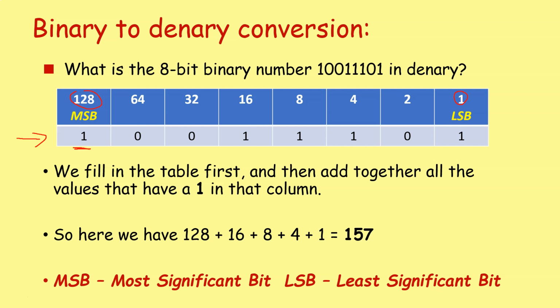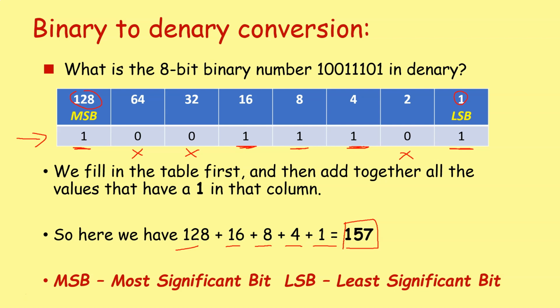If you look at that, what values do we have? Well, yes, we have 128. There are no 64s in this. There are no 32s. Yep, we've got a 16. We've got an 8. We've got a 4. No 2s, but we have a 1. So let's add them together. That's 128 plus 16 plus 8 plus 4 plus 1, and that gives us a grand total of 157. So 10011101 is, in decimal, 157.